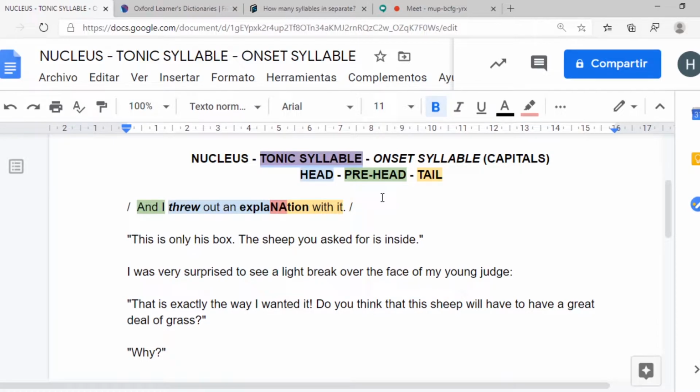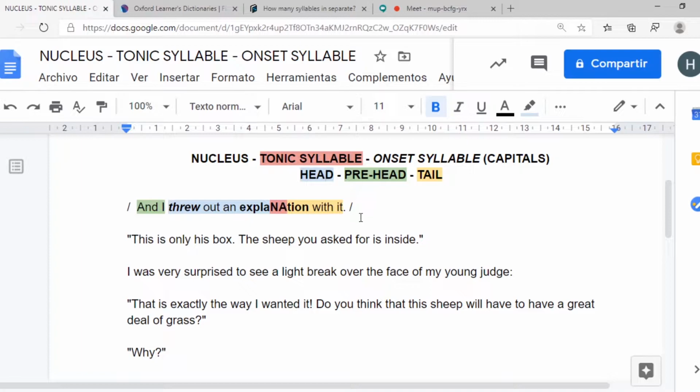What is the tonic syllable? The most prominent syllable within the nucleus. So the most important thing is finding this syllable, the tonic syllable. After that, I can see what I have before the tonic syllable and after the tonic syllable. Before the tonic syllable, I can have the head and the prehead, or I can just have head, or I can just have prehead, or both.